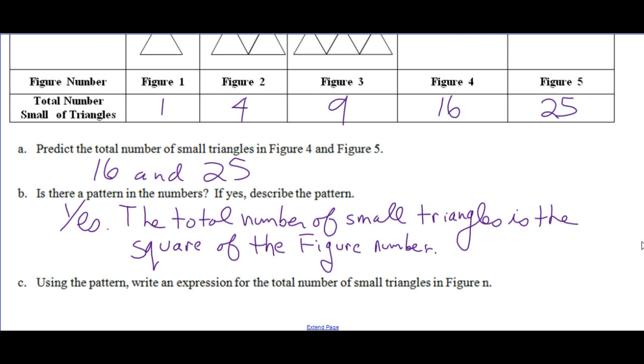Using the pattern, write an expression for the total number of small triangles in figure n. What would figure n have? N squared. Right? Just square the figure number, right? So this is more general. This is a general case, right? So I say figure 9, you say 81. I say figure 12, you say 12 squared is, you figure that out, it's 144. Okay, I say figure 17, you gotta square 17.